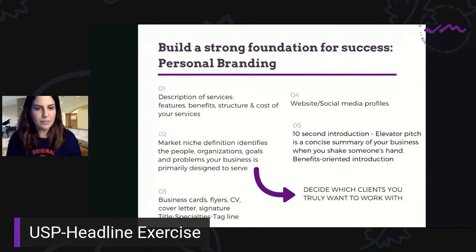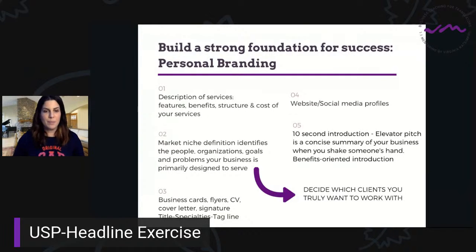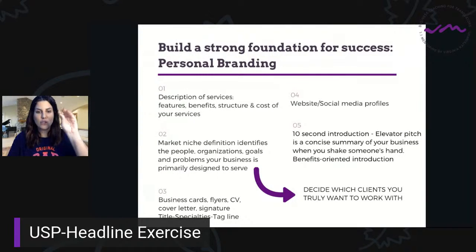Let's start. So what are the foundations of personal branding? You need to have a description of the services that you offer. If you haven't done that yet, take a pen and paper and write down the services that you provide, the features of your services, the benefits, really important to highlight the benefits, the structure of all those services, and the cost per service that you provide. If you haven't done that yet, I think this is really, really important to do this exercise before you actually go and target ideal clients.